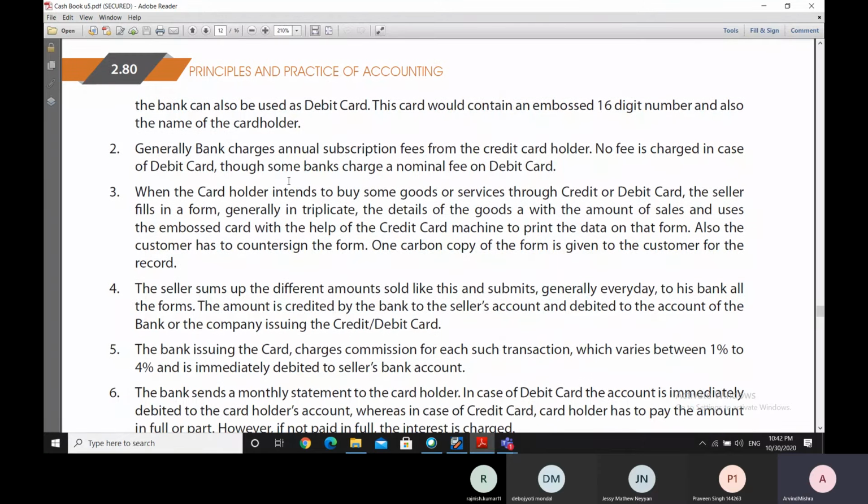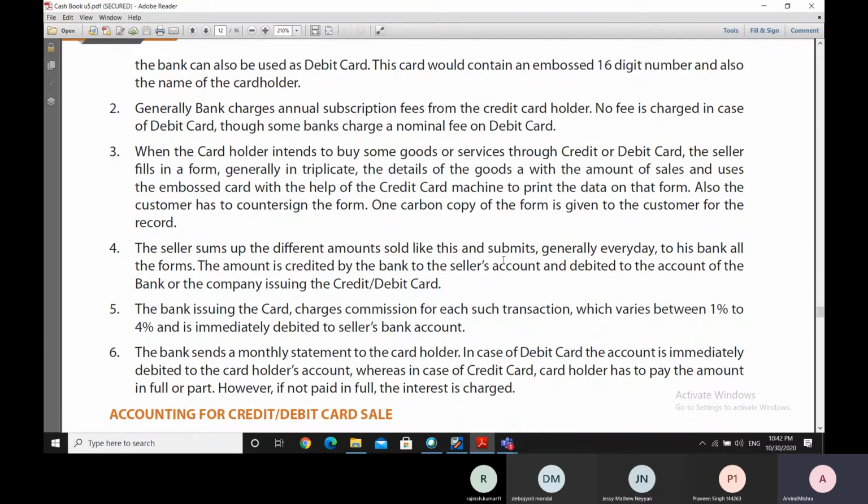Now, when this card holder wants to buy something through the credit or the debit card, the seller will fill a form, generally in triplicate, with the details of the goods and the amount of the sale, and uses the embossed card with the help of the credit card machine to print the data on that form. Also, the customer has to countersign the form. One carbon copy of the form is given to the customer. This was the old system.